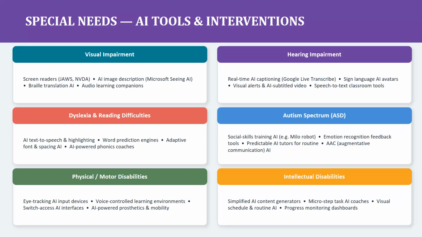For students or people who have problems with autism spectrum, we have special skills learning AI, which is called the Milo robot. We have emotion recognition feedback tools, and then we have predictable AI tutors for routine. Then we have the augmentative communication AIs, that is the AAC. So all these are tools that are used to help students with autism.